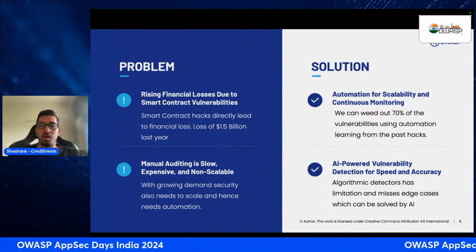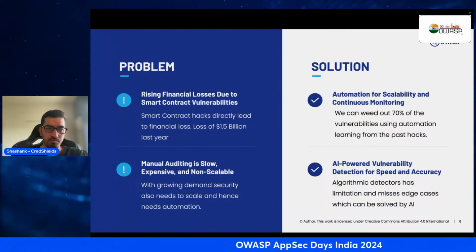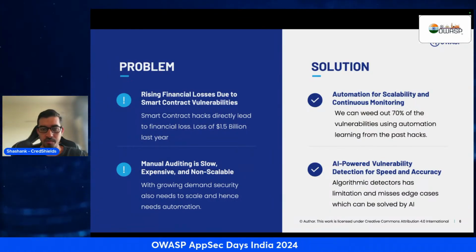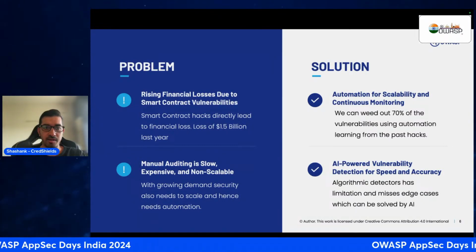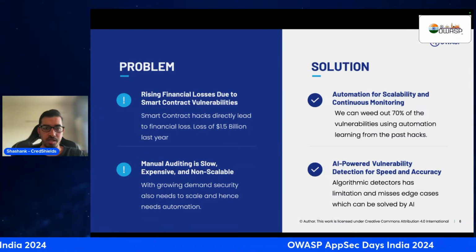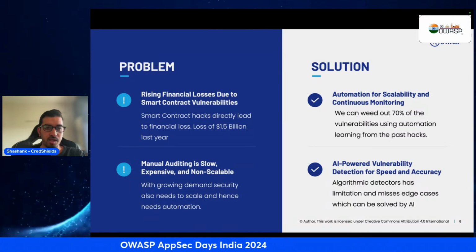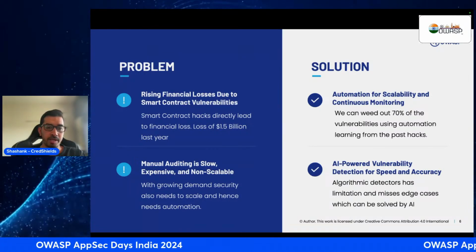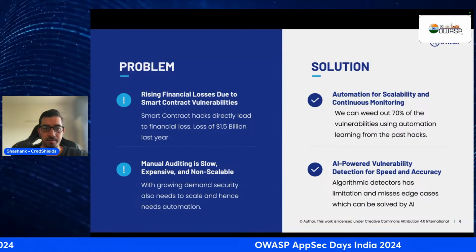So yes, let's talk about problems and solutions. The problem here is the rising financial losses. The problem with smart contract hacks is it's not just data loss; it's direct financial loss. People lose Bitcoin, Ethereum, whatever. People lose real money in there. And the second problem is heavily relying on manual auditing, which is not scalable.